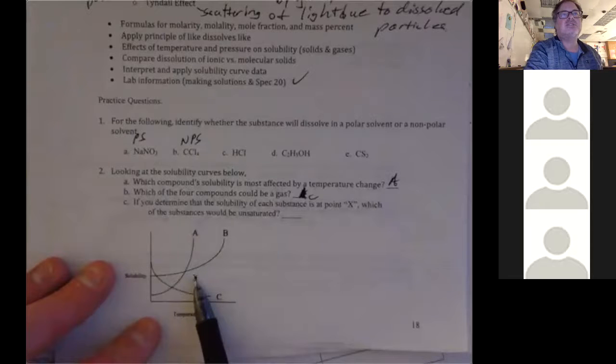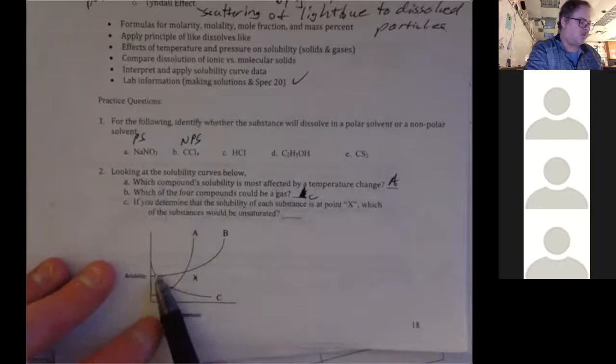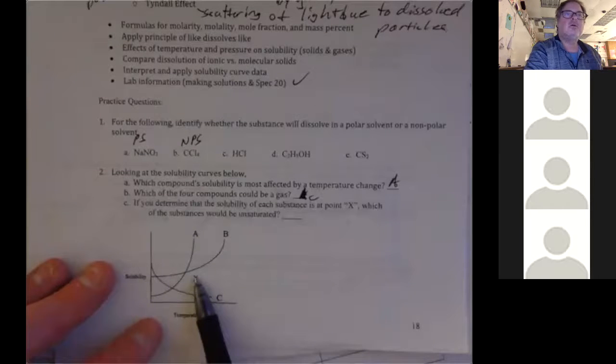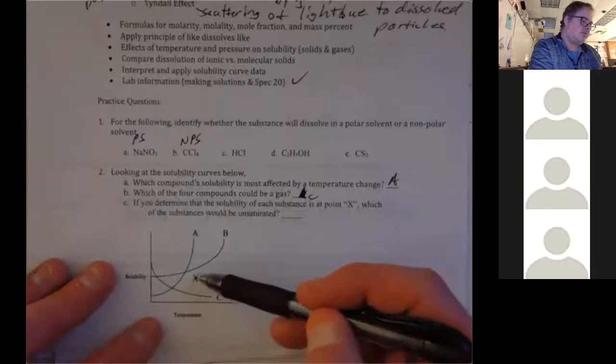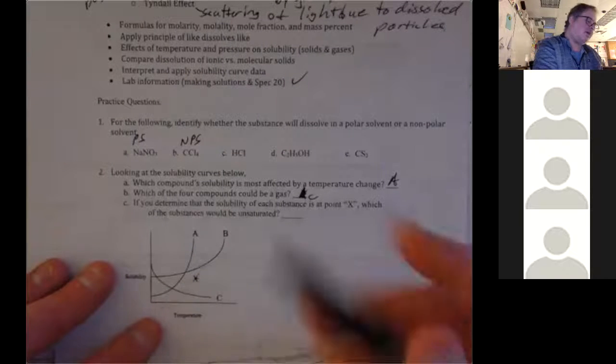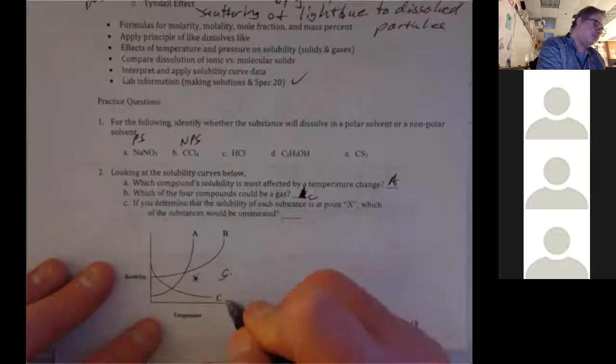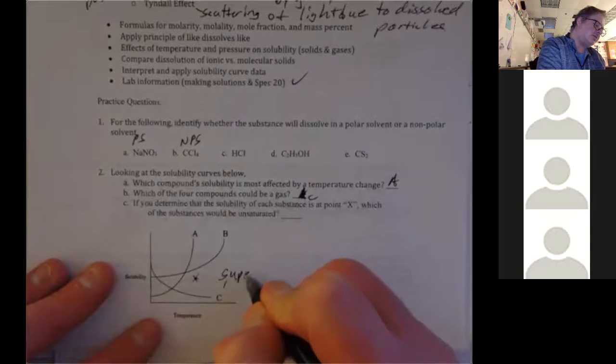do we have more C than we should? If this is a line for C and we are here, do we have more C than we normally would be able to hold in there? Yep. So if this dot is above the line, then it is supersaturated. C would be supersaturated.